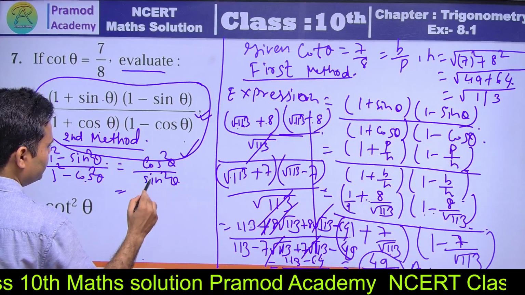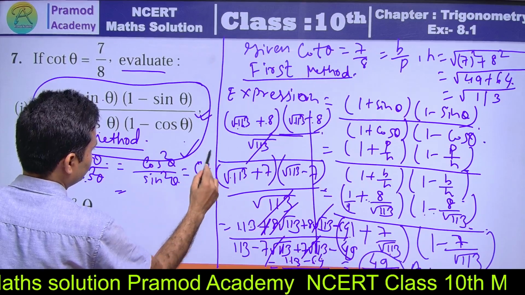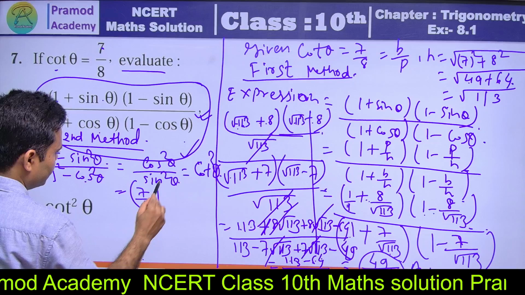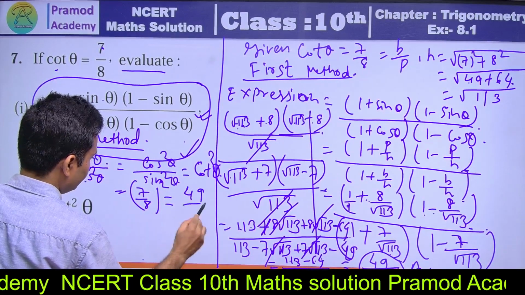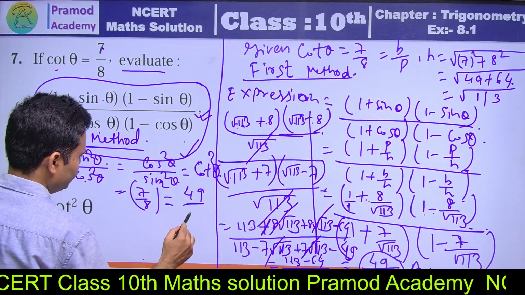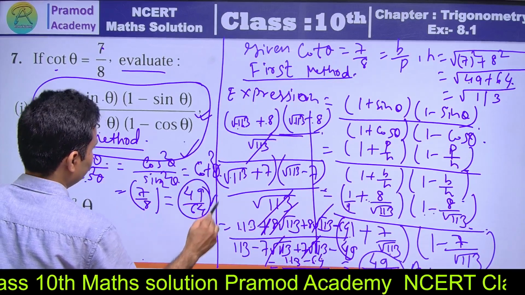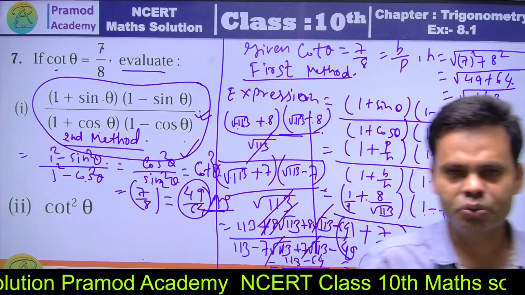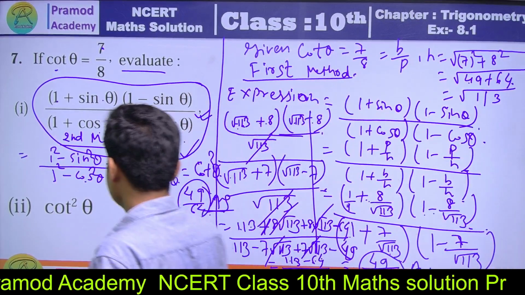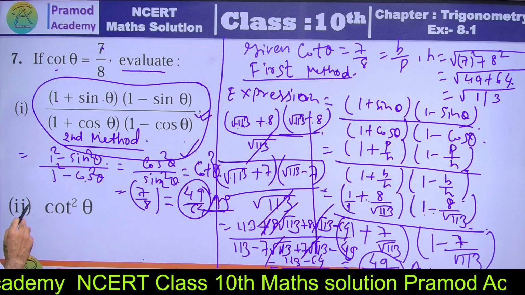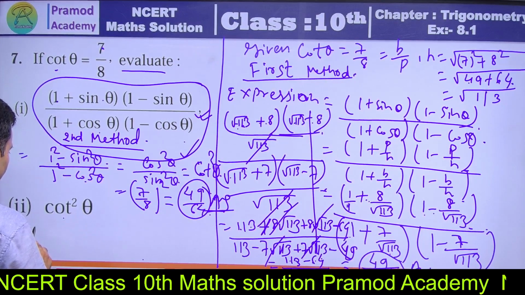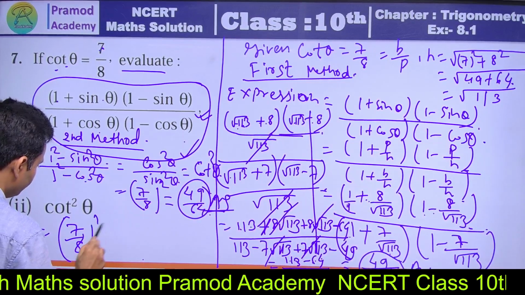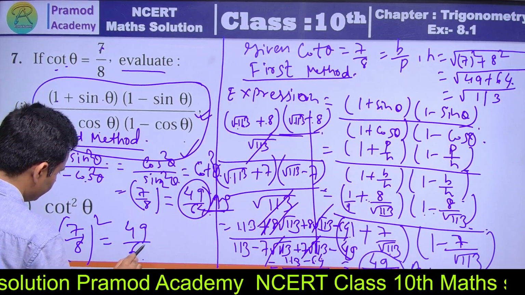So cos square theta by sin square theta, cot square theta. So the value of cot is already given, 7 by 8. So 7 by 8 square. 49, square of 7 is 49, square of 8 is 64. So this is also the second method. It is the easiest method. So whatever method you want to use, you can use. It is 49 by 64. Now second problem, it is cot theta. You know, the value of cot theta is already given 7 by 8. Square of 7 by 8, 49 by 64. This is the answer.